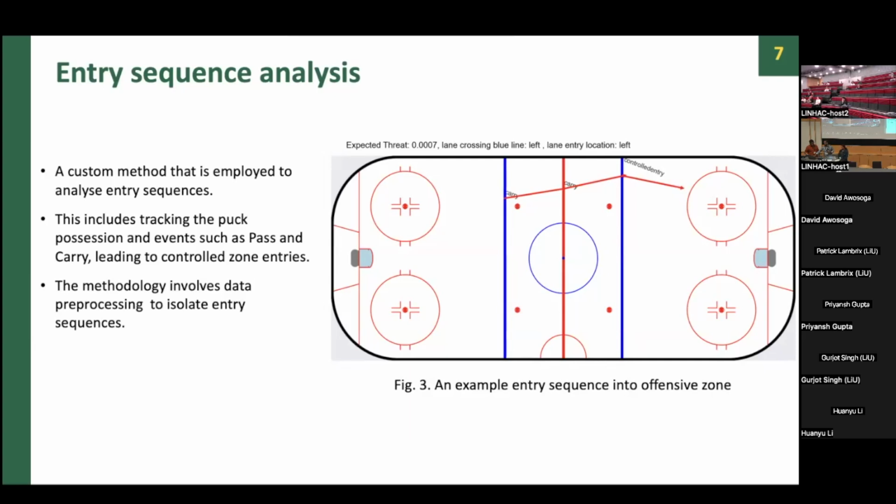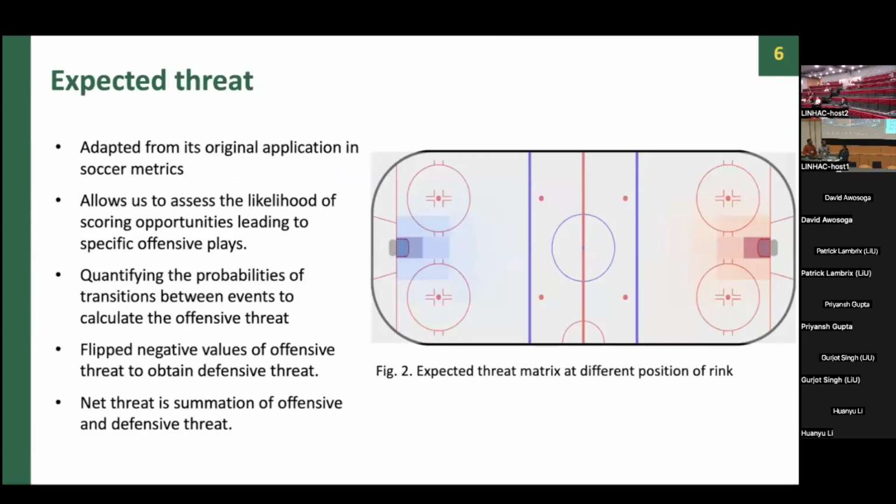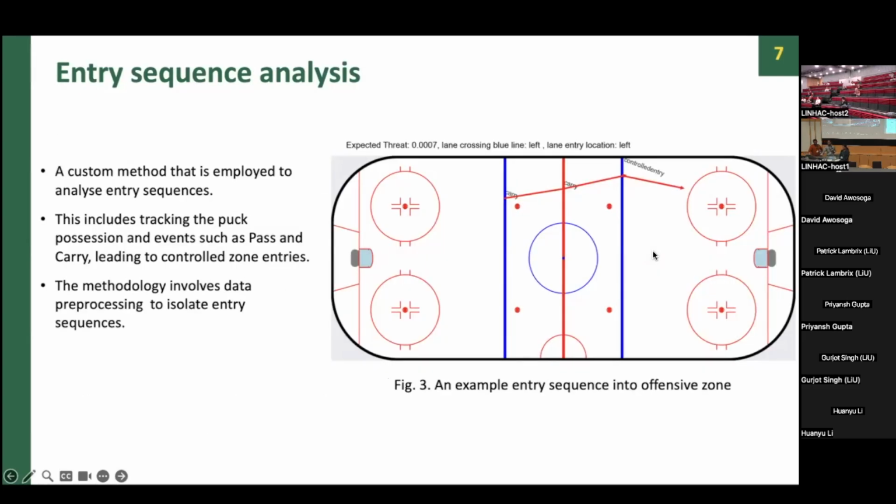From this diagram, we can see the blue one represents the defensive threat, and the red color represents the offensive threat. So we have the net threat overall here.